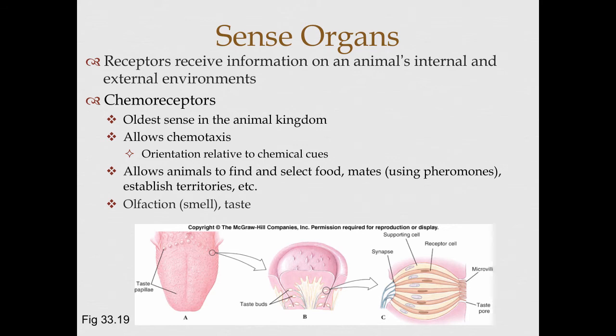And the main types of chemoreceptors you're familiar with are things like taste buds, and also organs like your nose, which is associated with olfaction or a sense of smell.